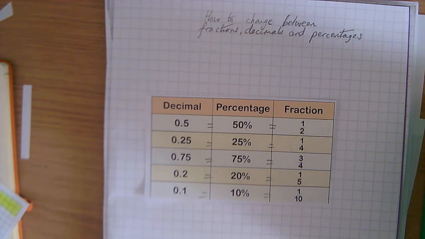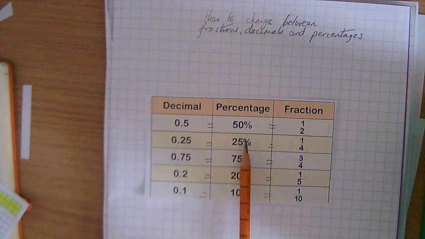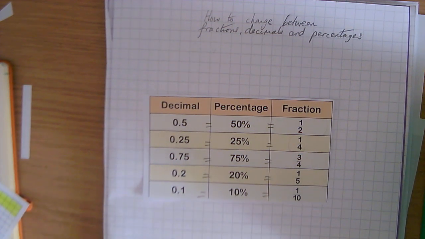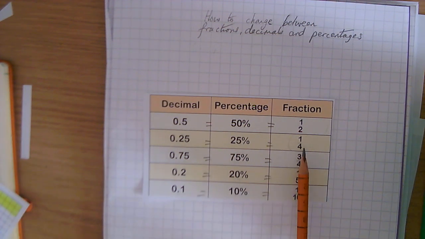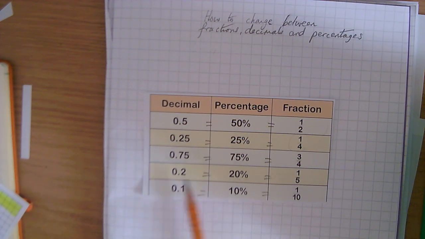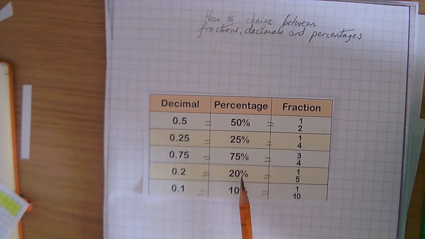We need to remember that a half equals 0.5, which is also equal to 50%. A quarter equals 0.25, which is equal to 25%, so 25% is also equal to a quarter. 0.2 equals a fifth, and a fifth equals 20%, and 20% equals 0.2, and a tenth equals 0.1, and 0.1 equals 10%, and so on. If you know those facts, it makes things much, much easier.